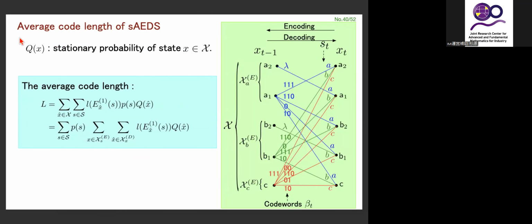Next, we consider the average code length of SAEDS. Let Q_X represent the stationary probability of state X. Then one line contributes to the average code length by calculating the stationary probability times the source probability times the bit length, like this. And by summing all lines, the average code length can be calculated.